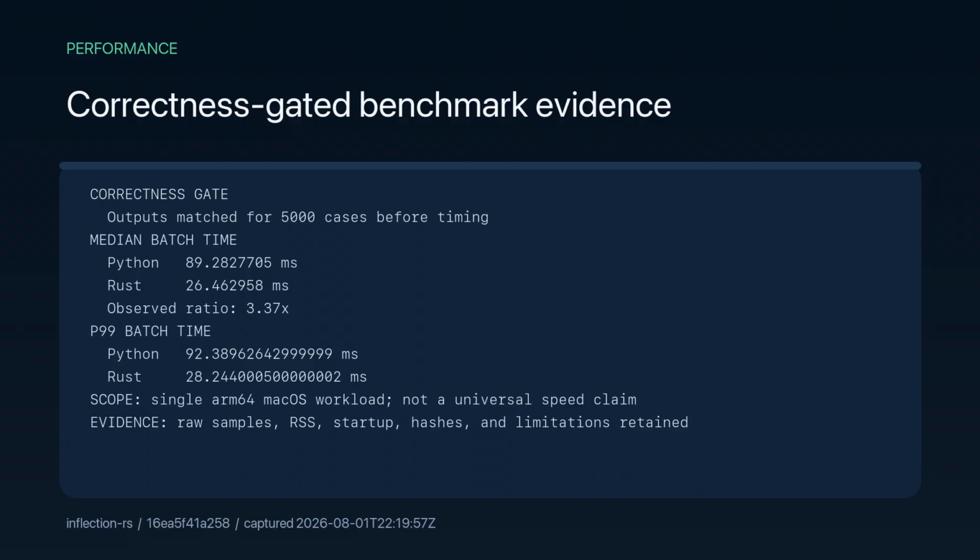Benchmarks run only after the outputs match. On this documented 5,000-case ARM64 Mac workload, Python's median batch time was 89.283 milliseconds and Rust's was 26.463 milliseconds, an observed ratio of 3.37. Raw samples, tail latency, startup time, memory, environment details, hashes, and limitations are retained. This is not presented as a universal speed claim.